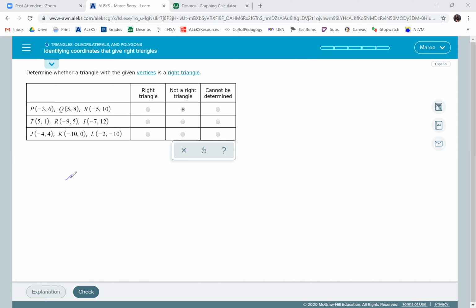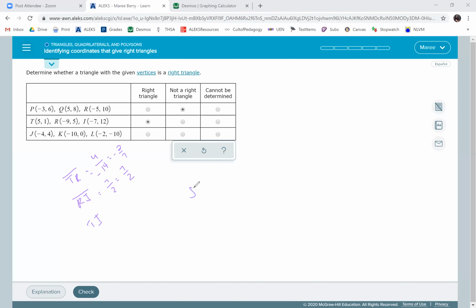Okay, so these ones we're going to do TR, RI, and then TI. So TR, 5 minus 1 is 4. -9 minus 5 is what? 14. So that's a -2/7. RI, 12 minus 5 is 7. This is 2. -7 minus -9 is +2. 7/2. Okay, these are opposite reciprocals. This is a right triangle. I don't even have to do the third.